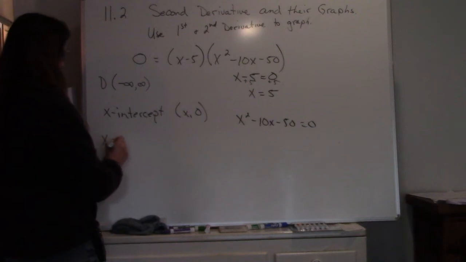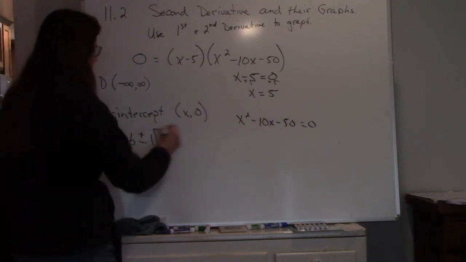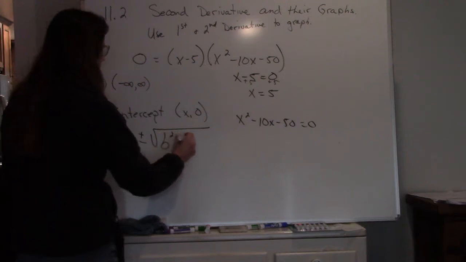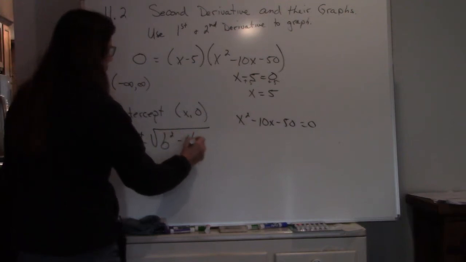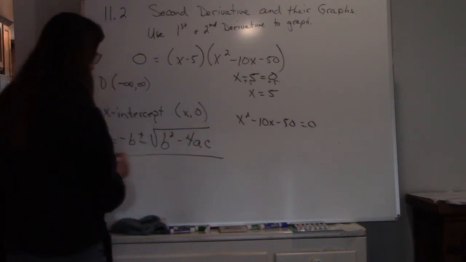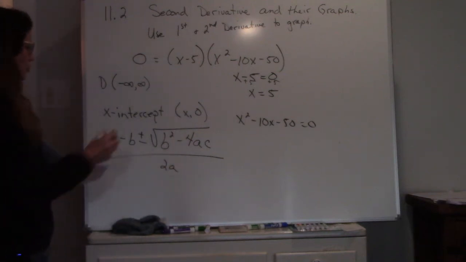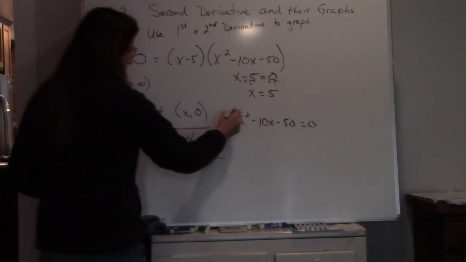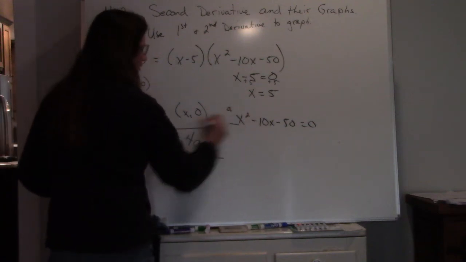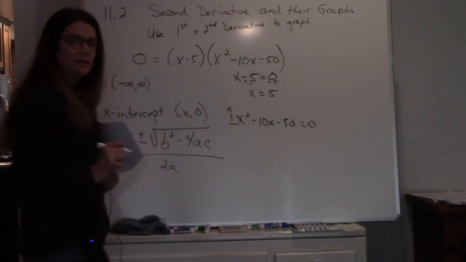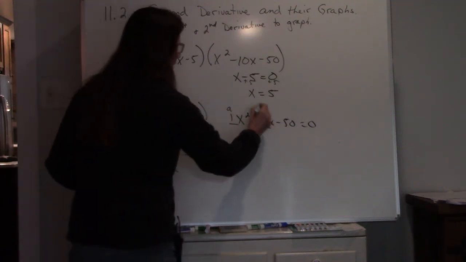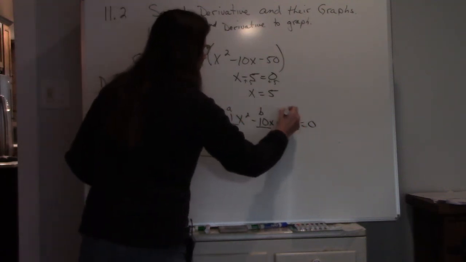So the quadratic formula, again, is negative b plus or minus the square root of b squared minus 4 times a times c all over 2a. That's the quadratic formula. So where do these values come from? This value right here is a, which is a 1.